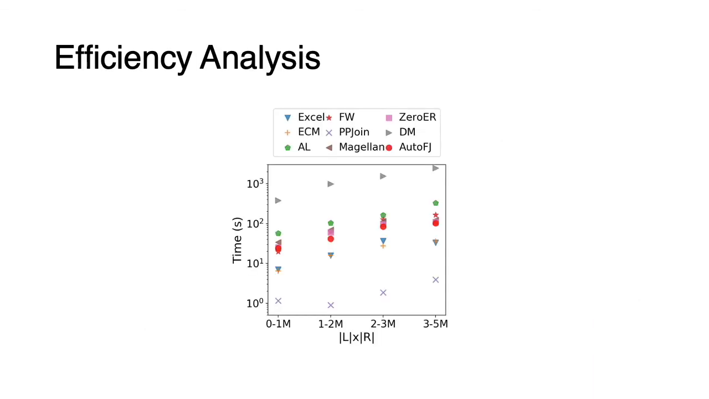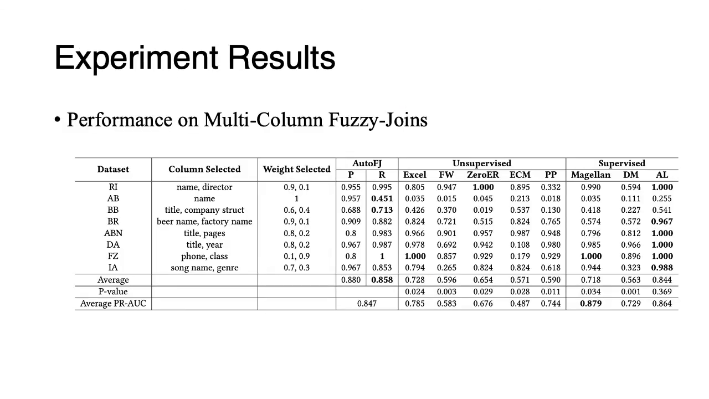And this is the running time of our method compared to other baselines. We can see that AutoFJ is on average 2 to 3 times slower than ECM and Excel, but faster than ZeroER, Magellan, and FuzzyWuzzy. This is the average performance on 8 multi-column datasets.